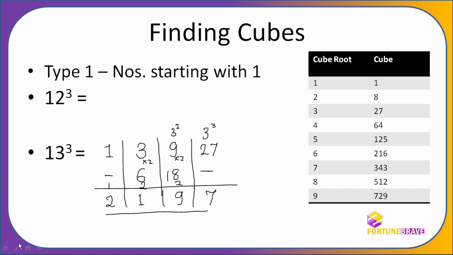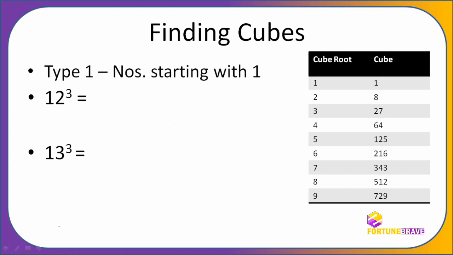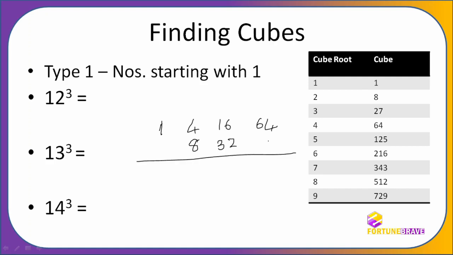But still, if you want, I will solve one more so that it will be much clearer. So 14 cube. I will start from here. 1, 4. 4 square is 16. 4 cube is 64. Now I am not going to write anything. 4 double is 8. 16 double is 32. No column is written. Now we will do directly.